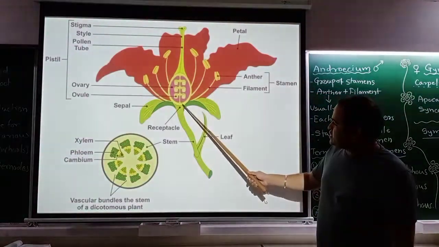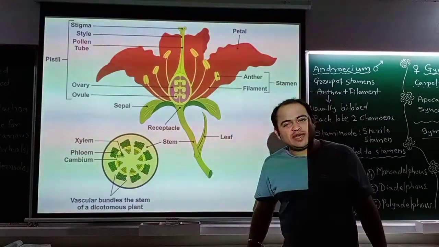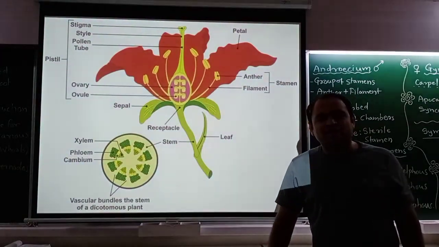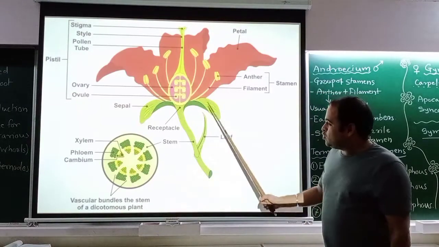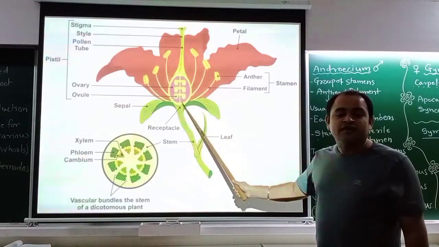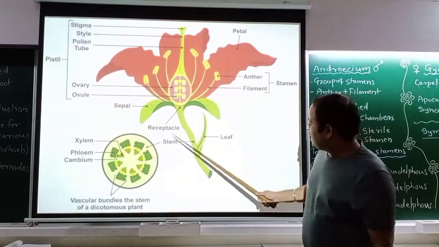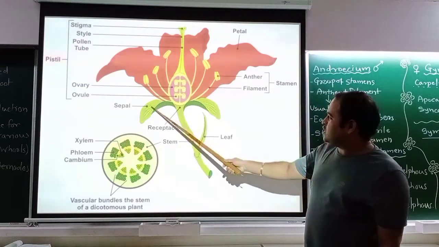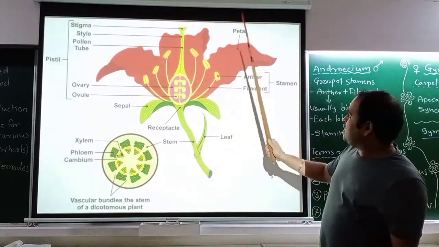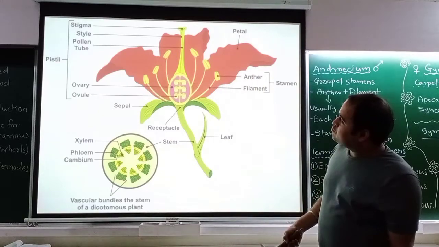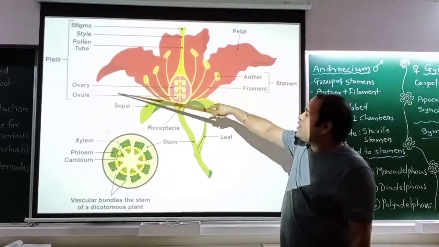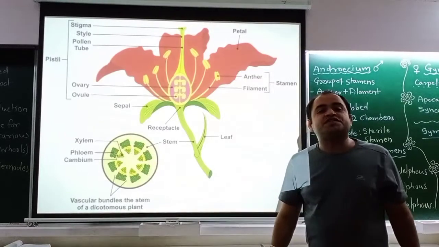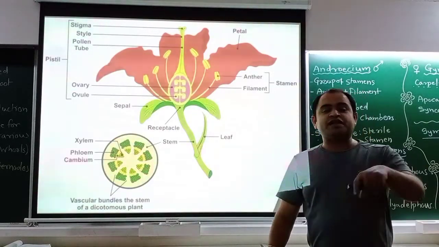Think about this receptacle. What do you mean by receptacle? Receptacle is the same one, that is thalamus, which is with 4 nodes and 3 internodes. Then this particular sepal, this is petal. The entire set, stigma, style, ovary, ovule, is called as pistil, pollen pistil interaction.